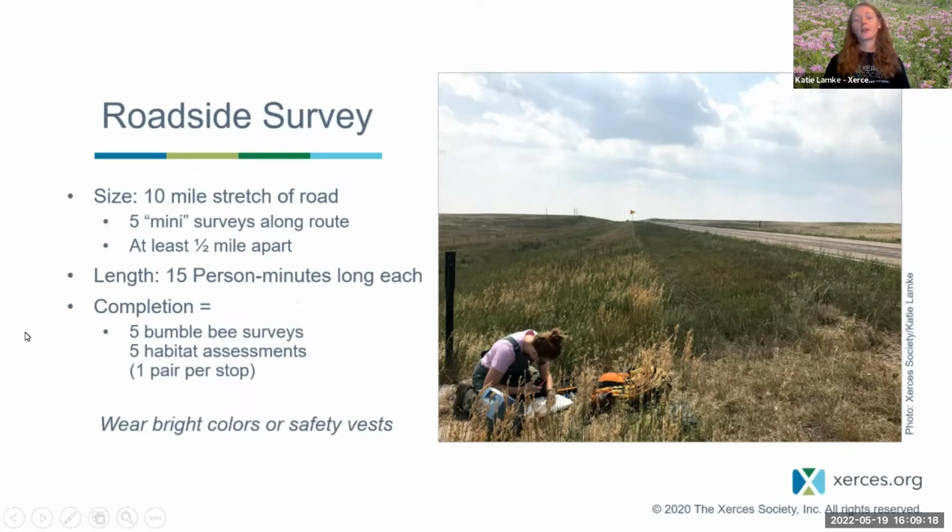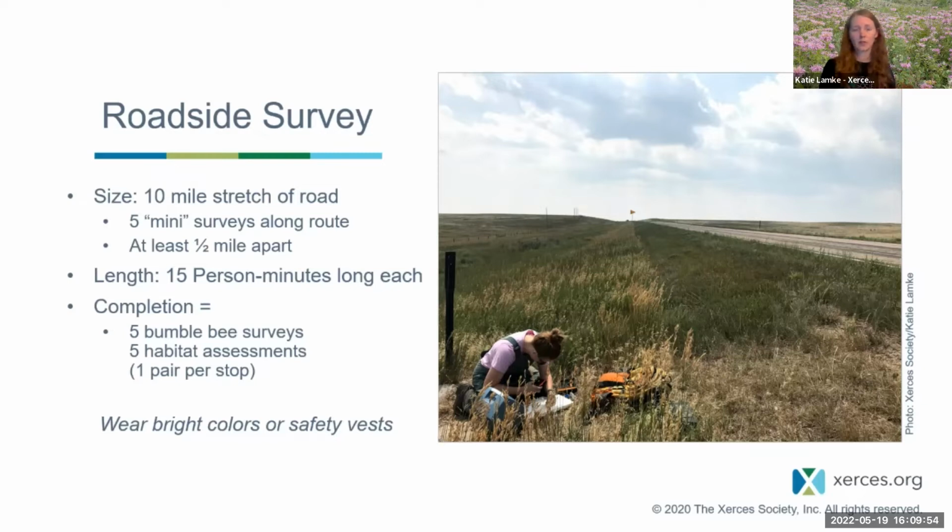So throughout the Great Plains, there is a lot of private land, and sometimes that land isn't accessible by the public. So the way that we can get around that is these roadside surveys. So a lot of roadsides are public access, right? So to do this, you're essentially going to be conducting 5 mini point surveys along a stretch of roadside. So you select a road stretch that's about 10 miles, and you're going to stop at least 5 times within that 10-mile stretch, a half a mile apart.